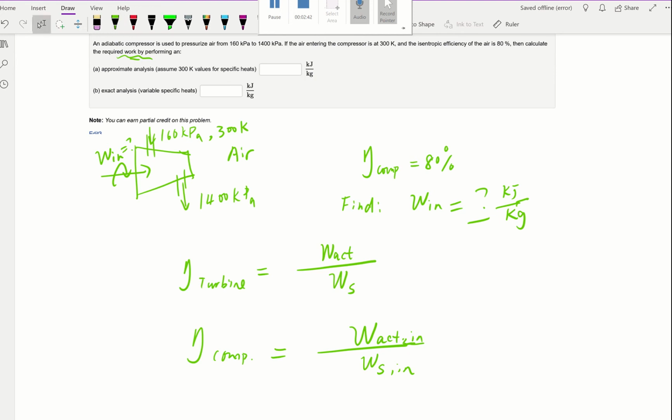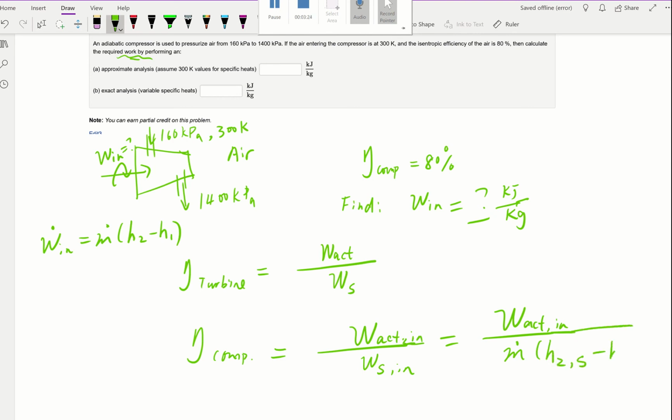Okay, so now let's think about it. If they're asking for the actual work required to come in, and in a perfect world it's running isentropic, we know for a compressor, as we learned in open systems, let's do a quick recap: required work is equal to mass flow rate times (H2 minus H1), right? So knowing that, in a perfect world we're going to have m dot times (H2s minus H1), if it's running isentropic.